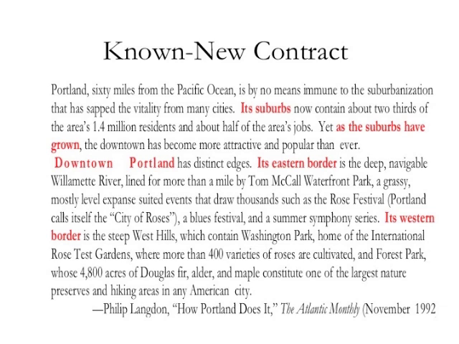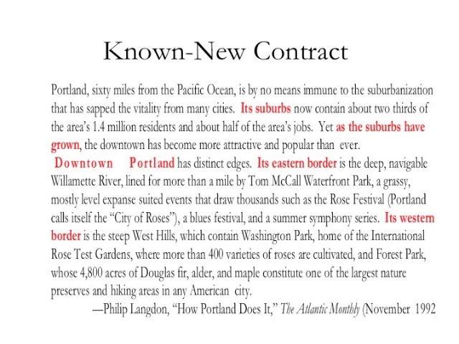Downtown Portland has distinct edges. Its eastern border is the deep, navigable Willamette River, lined for more than a mile by Tom McCall Waterfront Park, a grassy, mostly level expanse suited to events that draw thousands, such as the Rose Festival — Portland calls itself the City of Roses — a blues festival, and a summer symphony series. Its western border is the steep West Hills, which contain Washington Park, home of the International Rose Test Gardens, where more than 400 varieties of roses are cultivated, and Forest Park, where 4,800 acres of Douglas fir, alder, and maple constitute one of the largest nature preserves and hiking areas in any American city.